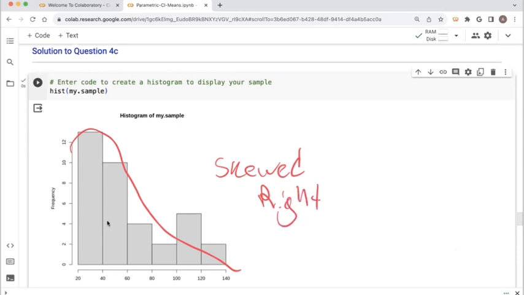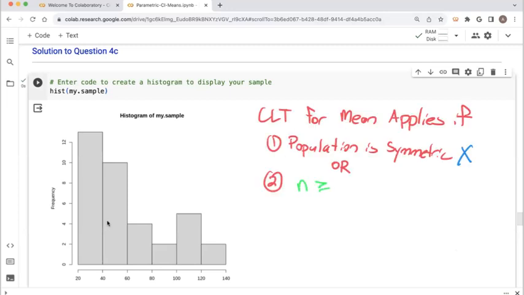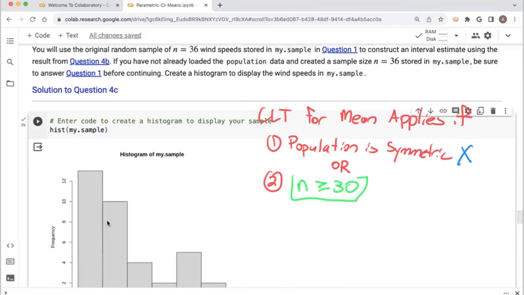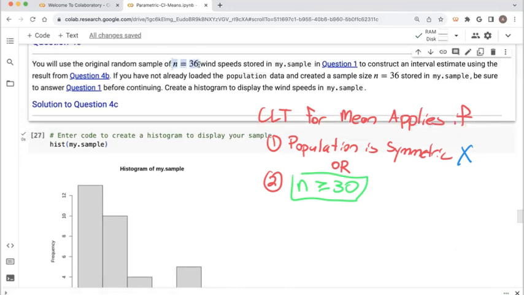And since I picked this sample randomly from the population, it's likely that the population is also skewed to the right. But when we're using the central limit theorem, even if our population is skewed, we can still use the central limit theorem provided our sample size is greater than or equal to 30. And in this case, my sample had a size of 36 observations. So we can apply the central limit theorem here, even though the population is likely skewed.